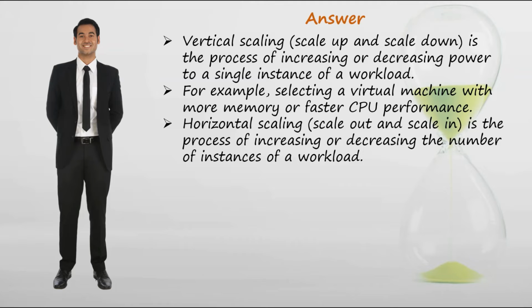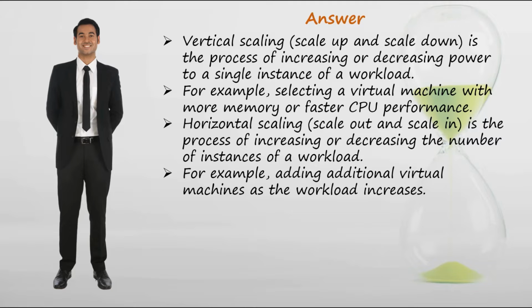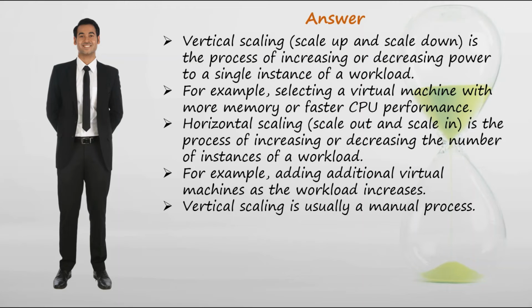Horizontal scaling, scale out and scale in, is the process of increasing or decreasing the number of instances of a workload. For example, adding additional virtual machines as the workload increases. Vertical scaling is usually a manual process. Horizontal scaling is usually automated.